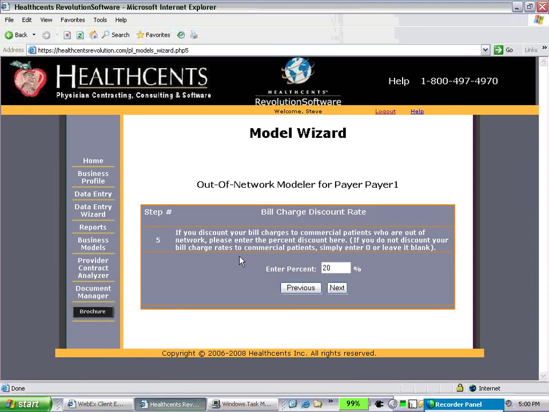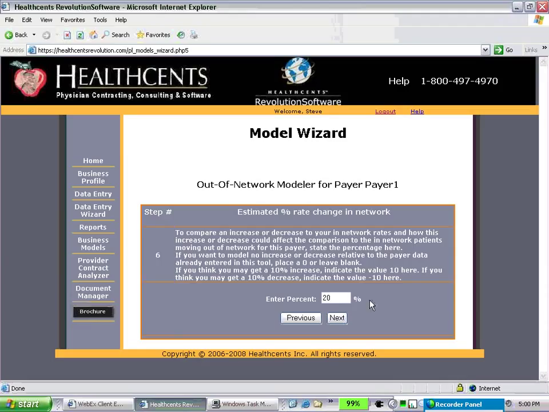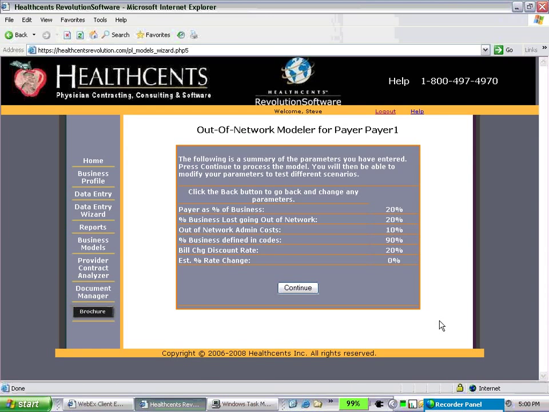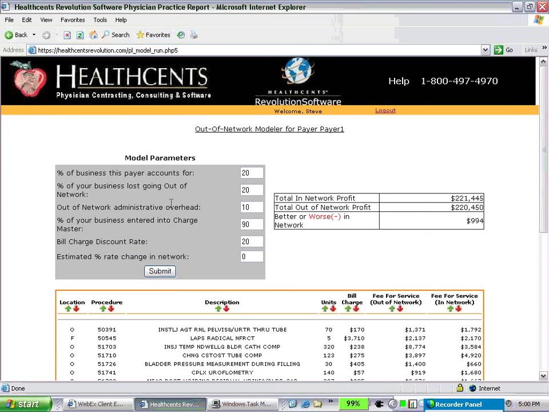And then the 5th question is, do you discount your bill charges to your cash pay patients? It's often practiced to discount 20%. And then last, to start with, do you think you're going to get an increase from the payer, and if so, by what percent? I'm going to choose 0 so we can work with the current fee schedule of this payer. We then get a quick data validation. And then basically the answers to our questions are here, and as you can see, we can interactively change any of these answers, and then we immediately get feedback.